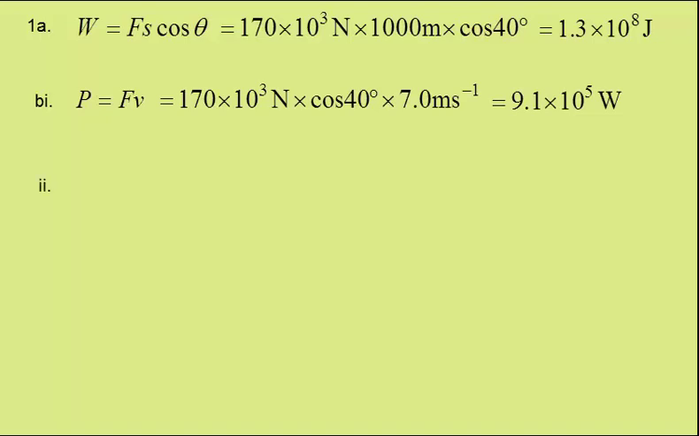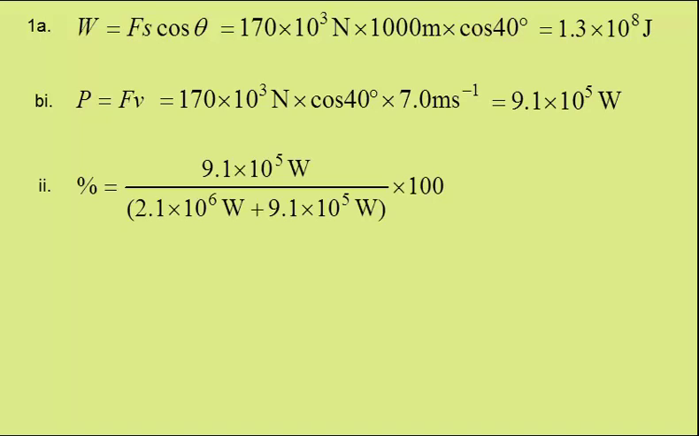In part 2, we need to find the percentage of the ship's power requirement that is provided by wind when the ship is travelling at this speed, given that the power output of the engine is 2.1 megawatts. Well, the percentage is the power provided by the sail divided by the total power, that of the engine plus that of the sail, multiplied by 100. This is 30%.